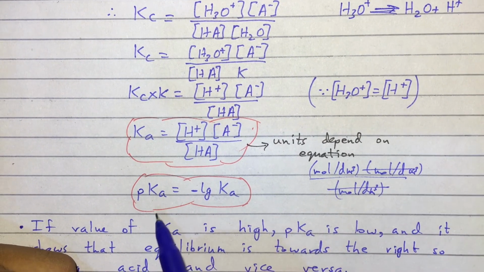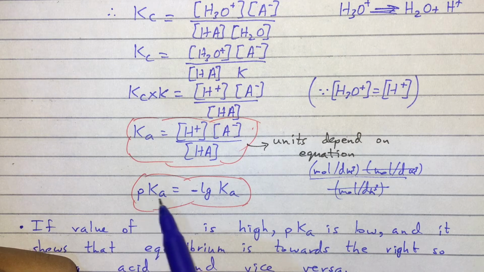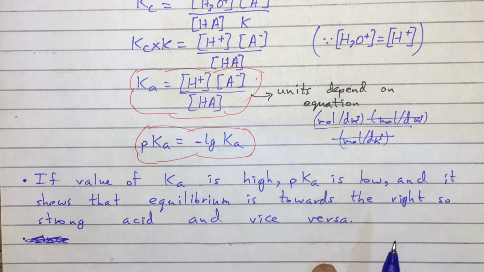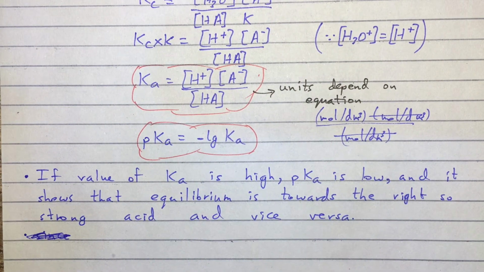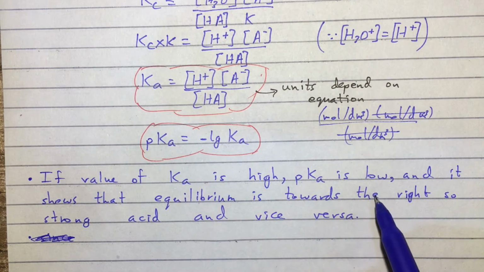So once this is done, then we know that P represents negative log. So pKa is equal to negative log of Ka. Now one more thing to state is that if the value of Ka is high, then because of the negative log, the value of pKa is low.